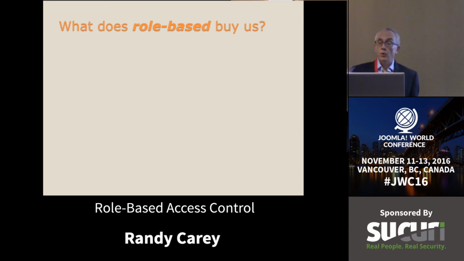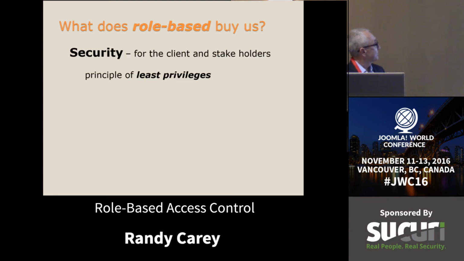Okay, so what does a role-based system bias? It biases security for the clients and the stakeholders, and the principle of least privilege. We give people only the permissions to what they want. We give them permission to edit this particular piece of content. They don't have permissions to edit other pieces of content unless we checked off the role they belong to, so they can edit those.